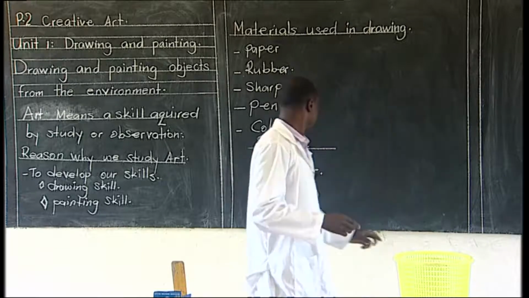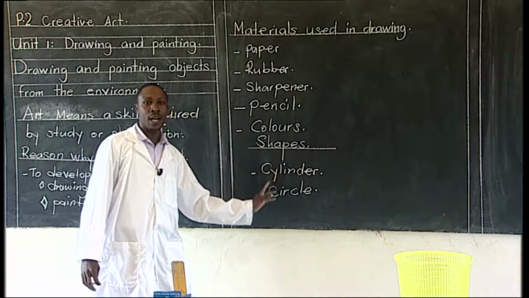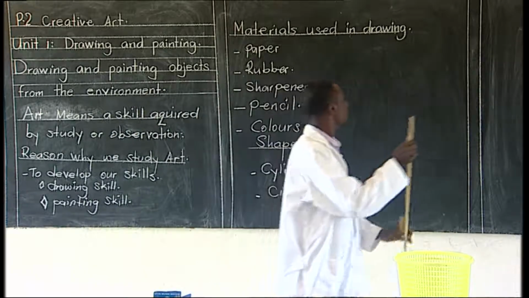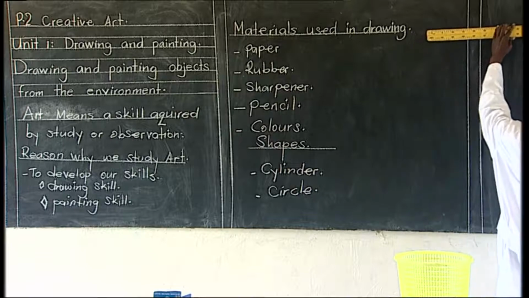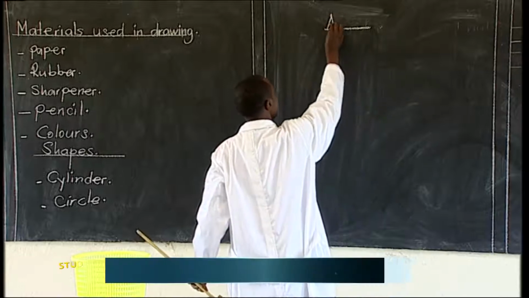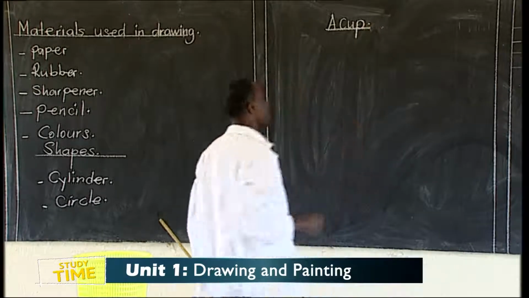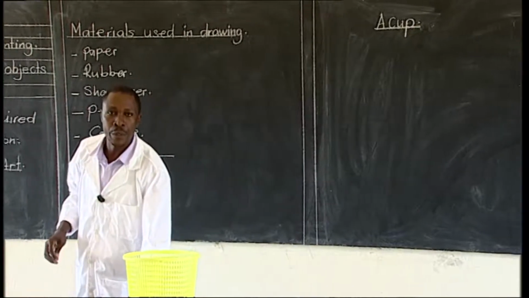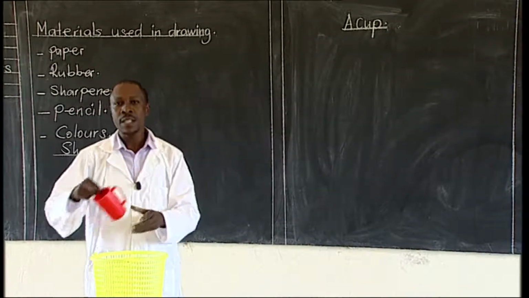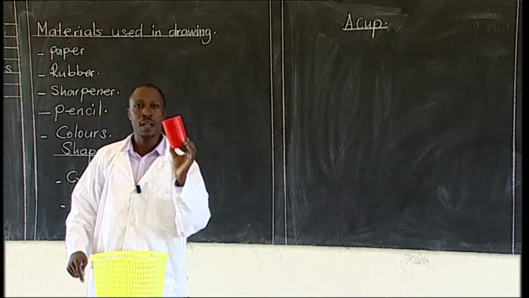Good, excellent. Now, we are going to see how we can join a cylinder and a circle to draw a cup. We are going to draw a cup here, and we see the way how they can draw. Which part do you begin with when you are going to draw a cup? We begin with this circular surface.